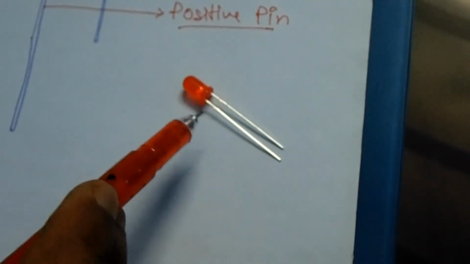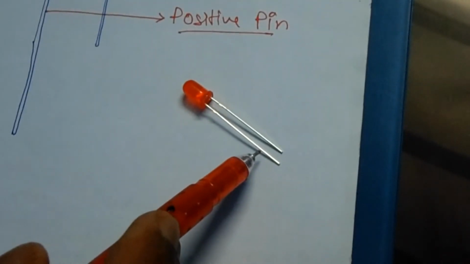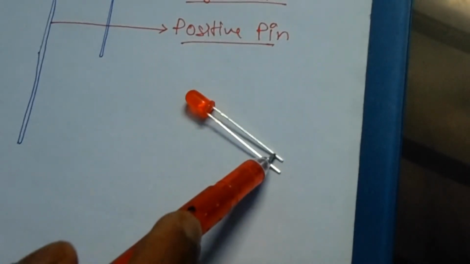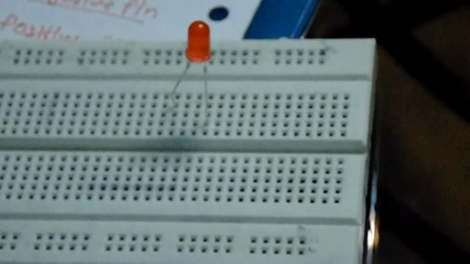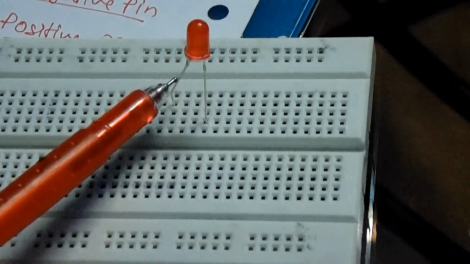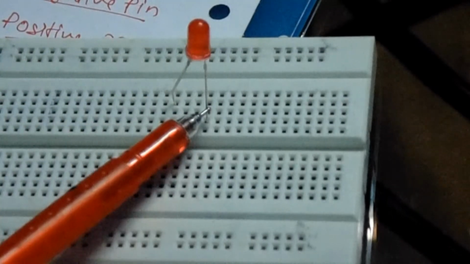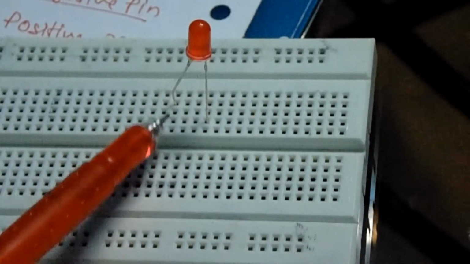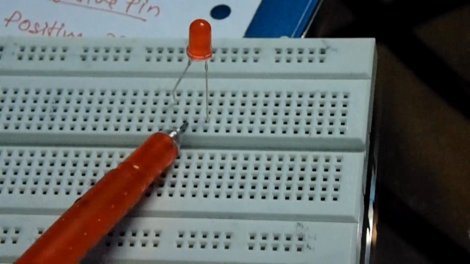Suppose for this LED, this pin is longer, so this pin is the positive pin, and this pin is smaller, so this pin is the negative pin. In this LED, this pin is the positive pin and this pin is the negative pin. We have assembled this LED in a breadboard on two different vertical blocks.